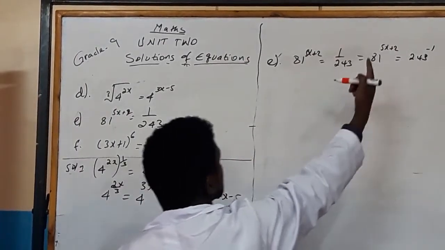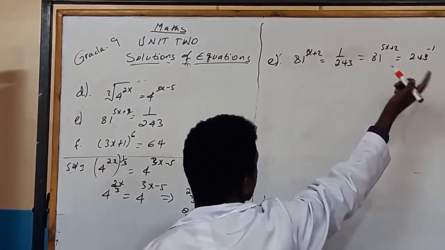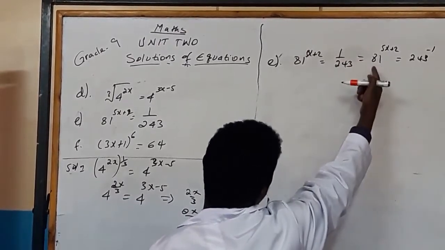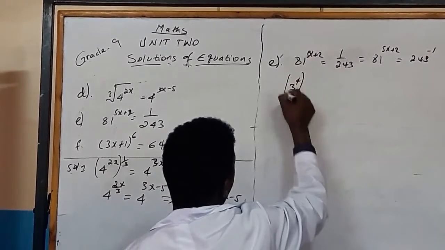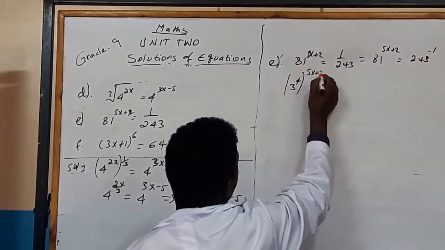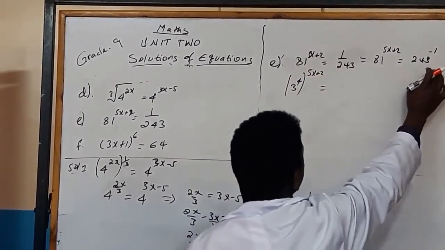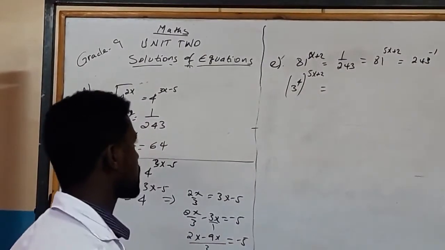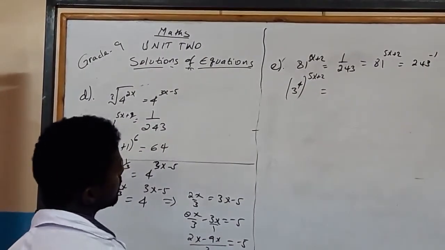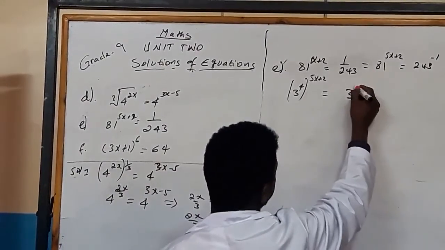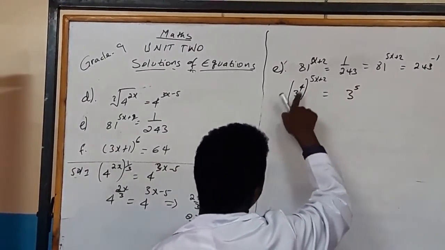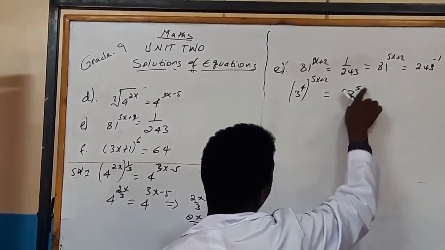81 means you can write it as base 3 or base 9. Let me write it with base 3. 81 means 3 to the power of 4, so (3^4)^(5x+2) is equal to 243. Just multiply 81 by 3, you will get 243, which is 3 to the power of 5.